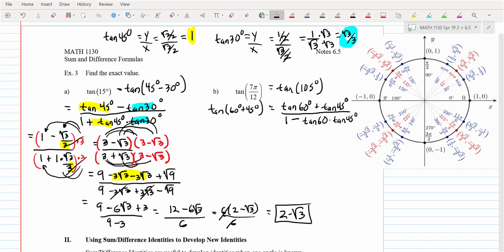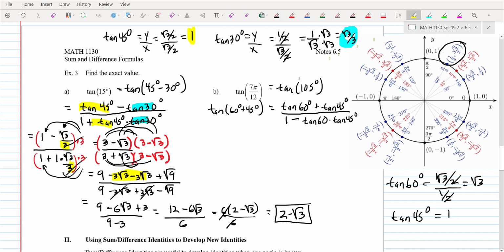Okay, so what we do is we want to look at the tangent of 60 on the unit circle. You can do that in your head if you want to. That's square root of 3 over 2 over a half. So that's square root of 3. And then the tangent of 45, just like the last problem, is going to give you 1. So what we'll do is tangent of 60 is root 3. So we'll have that. And then tangent of 45 is 1. So we plug in and then we simplify. Okay, so let's see how this one works out.